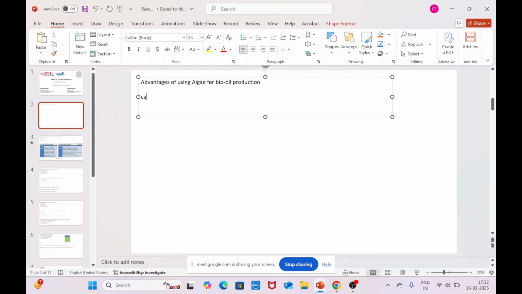Carbon neutrality. Since the cultivation of algae requires carbon dioxide, that carbon dioxide is going to be removed from the atmosphere. So that reduces the carbon dioxide content, and thus makes it eco-friendly and carbon neutral. Apart from that, you have energy production.